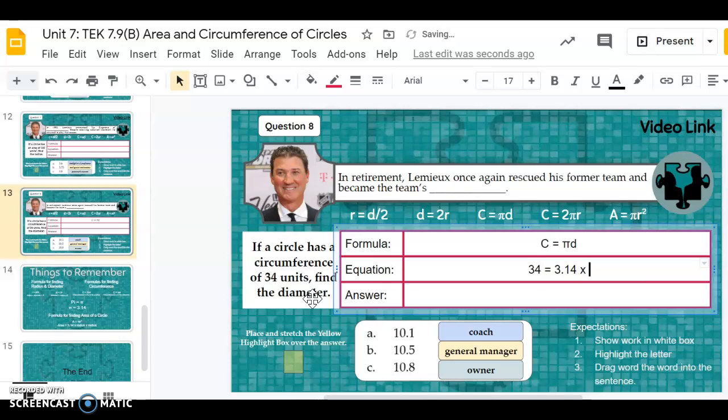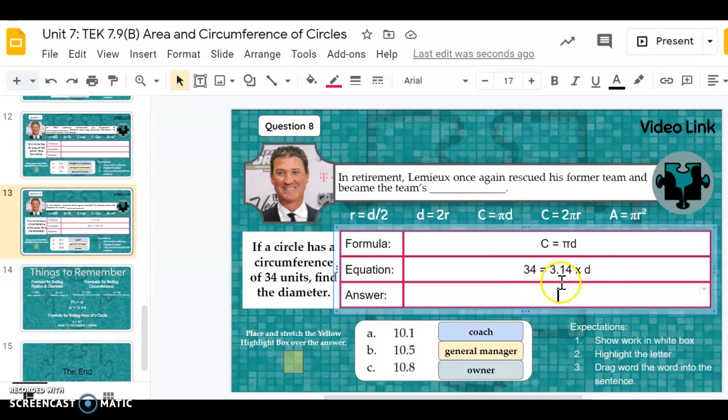3.14. If you do not have that memorized, you should have it memorized by now. Anytime we say, what is pi? You're just going to say the numbers 3.14, because that is what pi is. An abbreviated version, but that is what it is when we're using it for equations. So now I do times d.